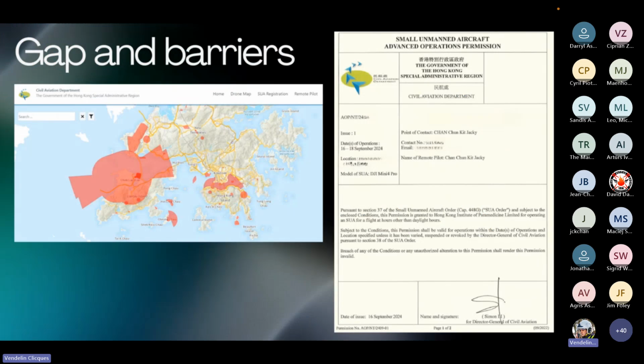Of course, our team also suffers from gaps and barriers. For example, this is the non-flying zone set by the Civil Aviation Department. The red zone here, of course, you see the logo is the airport. And then the Victoria Harbour is confined. Luckily our airspace is here and it's okay. But of course, you need to fly at night. We also need to get the advanced operation permit, which usually takes around a week to process.